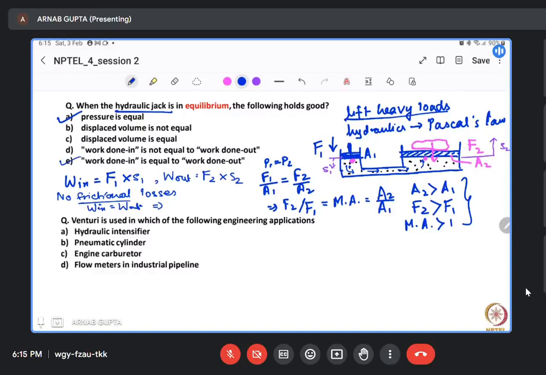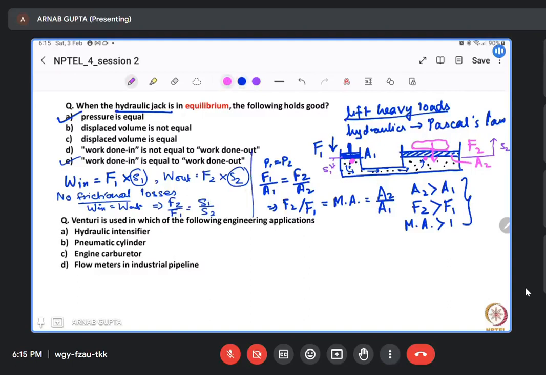Now displacement, as you can understand, is not equal. But what about the displaced volume? So from here we can simply write F1 S1 is equal to F2 S2. So from there F2 by F1 is equal to S1 by S2. Right. So one more thing, that is the displaced volume.